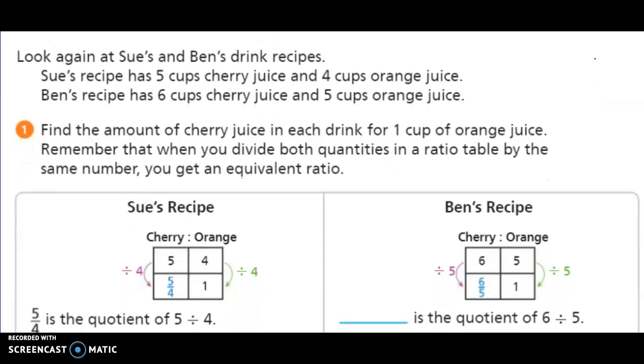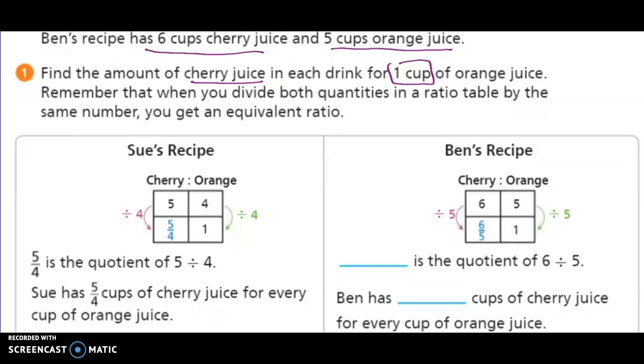So here we have Sue and Ben, and they have some fruit punch recipes. Sue's recipe has 5 cups cherry juice for every 4 cups orange juice. So that's how she's mixing. Now Ben has 6 cups cherry juice and 5 cups orange juice. If we want to find the amount of cherry juice in just 1 cup of orange juice, remember that when you divide both quantities in a ratio table by the same number, you get an equivalent ratio. That's like reducing a fraction to lowest terms, like we did in our fraction chapter.